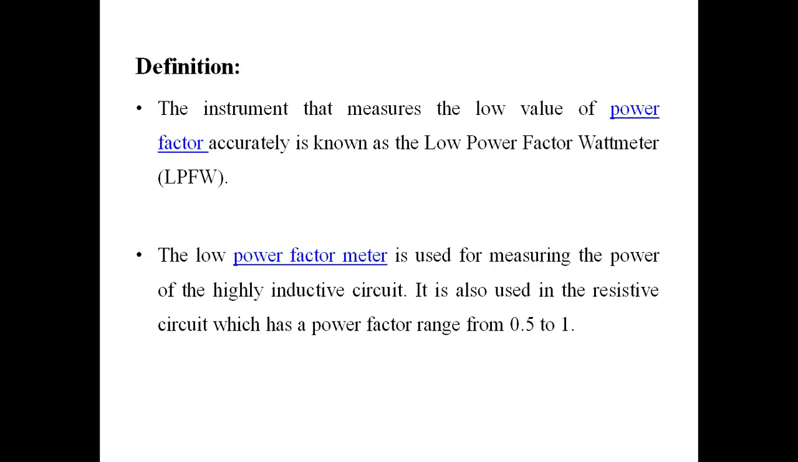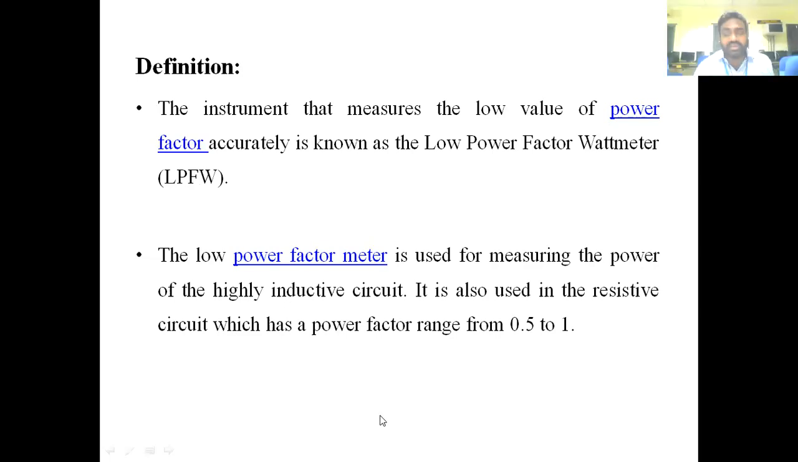The second most important thing is that the LPF wattmeter instrument measures low values of power factor accurately. That's why it is called a low power factor wattmeter. That means even at a very low power factor, power can be measured with the help of the low power factor wattmeter. The UPF wattmeter measures power in resistive circuits, but the LPF wattmeter measures power at low values of power factor, in highly inductive circuits. That is the difference between UPF and LPF wattmeters.